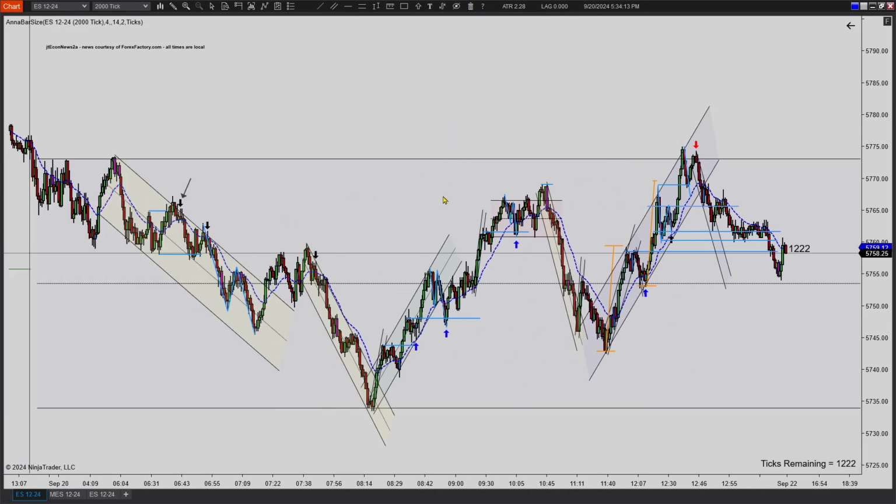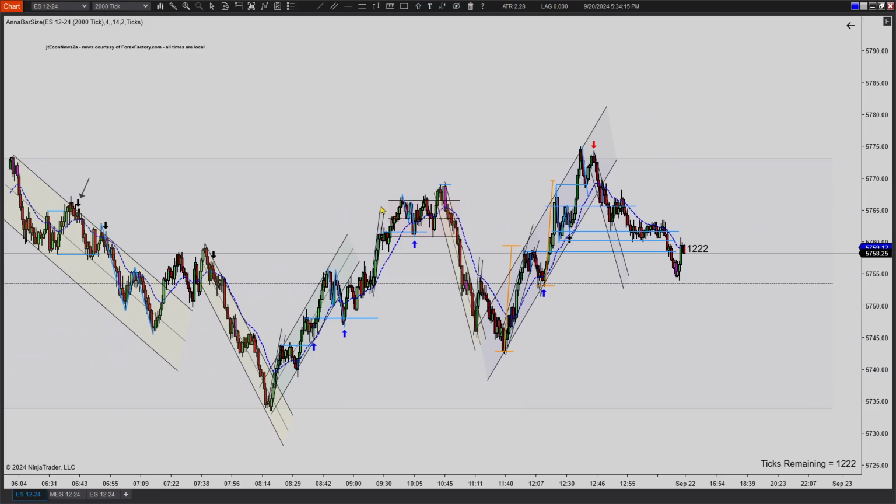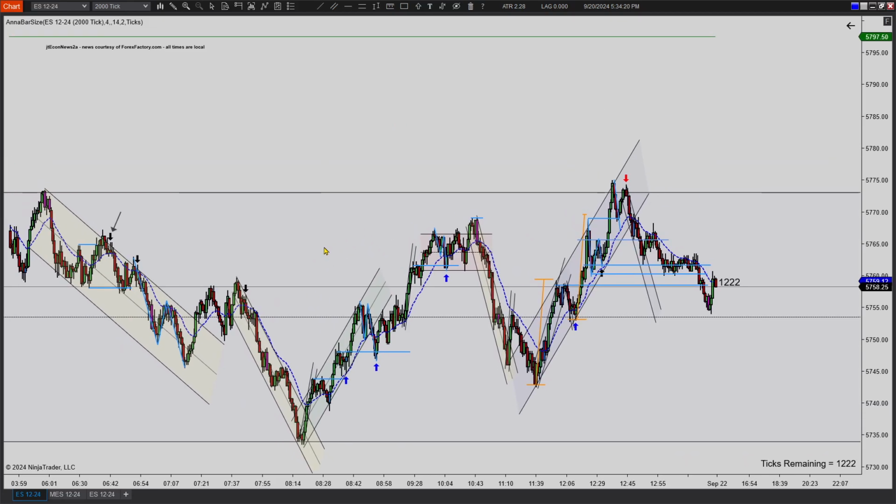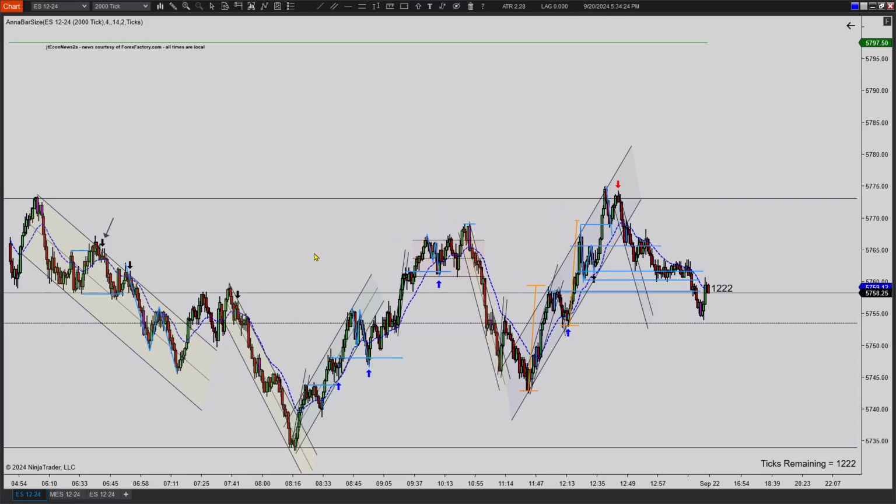So hopefully you guys enjoyed this chart review. And as always, keep practicing. Take the trades as you see them. Review them, making sure you're reading context, then the pattern, as I always say.